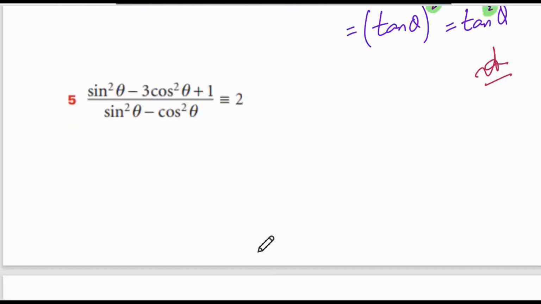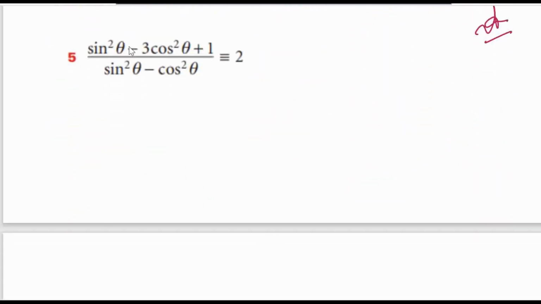Now let's move to question number 5. Now this one is sine square theta minus 3 cos square theta plus 1. Again we can take the left hand side. If we choose the left hand side, then what does it mean? We can replace sine square theta with what?